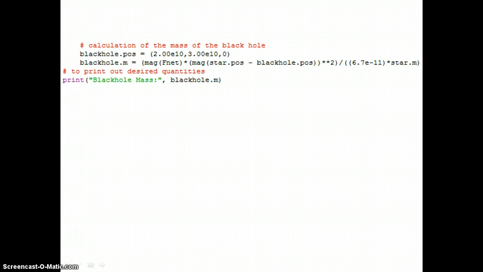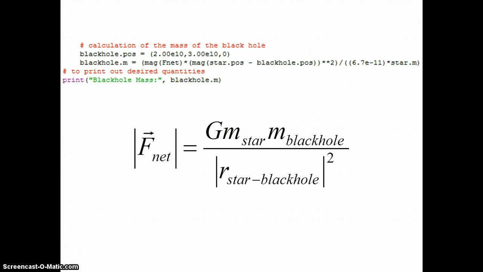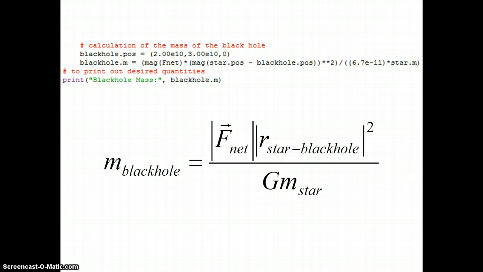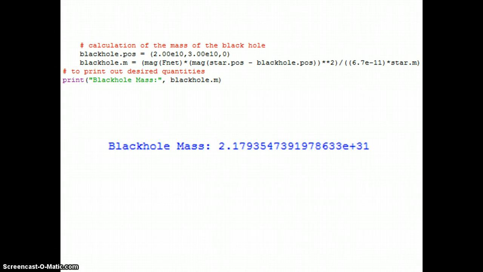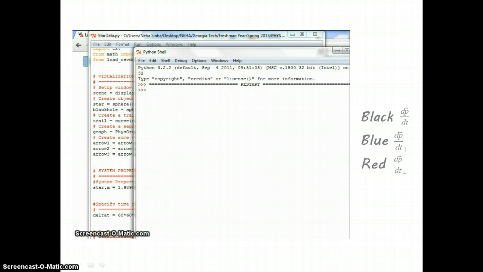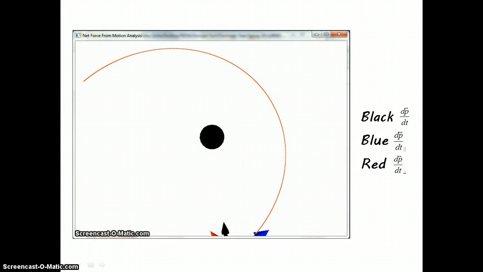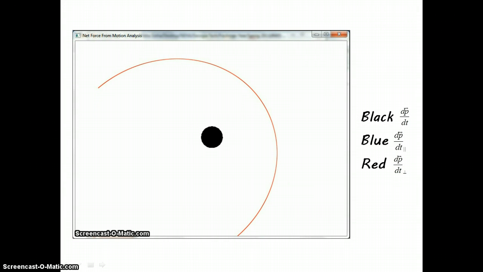Finally, to find the mass of the black hole, the given position was inputted. Using the formula for gravitational force, it was possible to adjust the equation to solve for black hole mass. All quantities on the right side of the equation are known. Python calculates the black hole mass to be about 2.179 times 10 to the 31st kilograms. Here's the model. The black arrow is dp/dt, or net force. The blue arrow is the parallel component, and the red arrow is the perpendicular component.